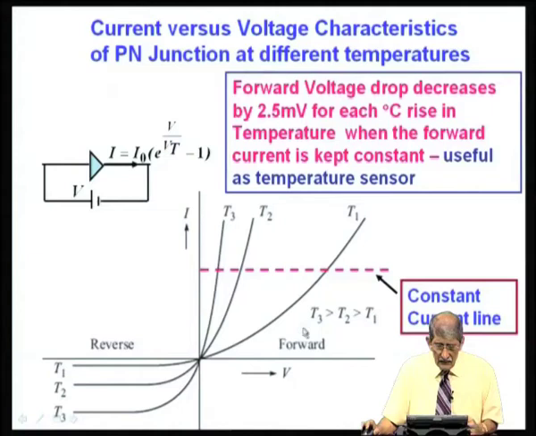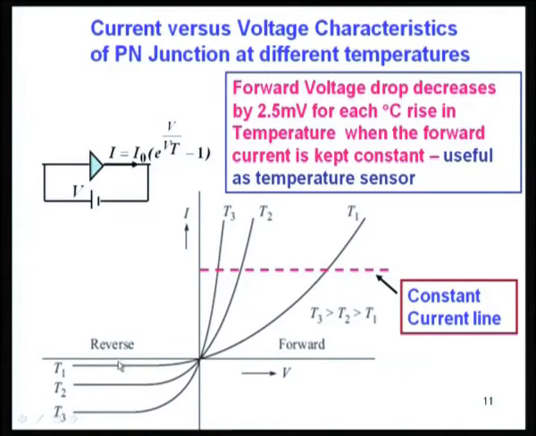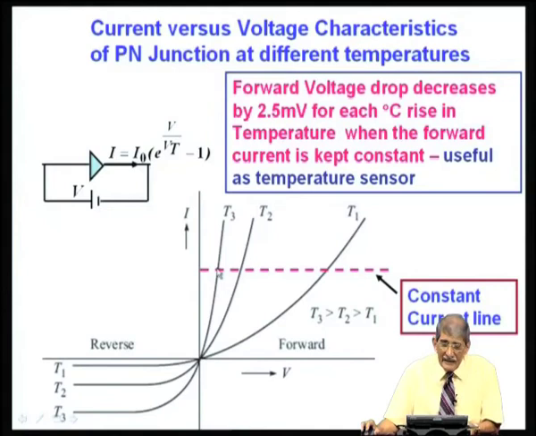Now, this rise in temperature, for example, if I take reverse current, you can see the reverse current doubles for every 10 degree centigrade rise in temperature. Okay. Whereas, for a given constant current, if you go along this line, the forward voltage drop from T1 to T2 falls. From T2 to T3, the forward voltage drops again for the same current, and the rate at which it falls is about 25 millivolts. The drop will be 25 millivolts for each degree centigrade rise in temperature. Okay. So, that is a very useful parameter.